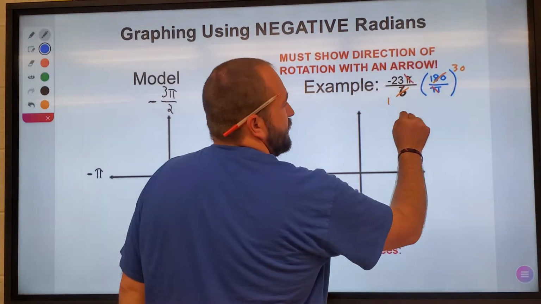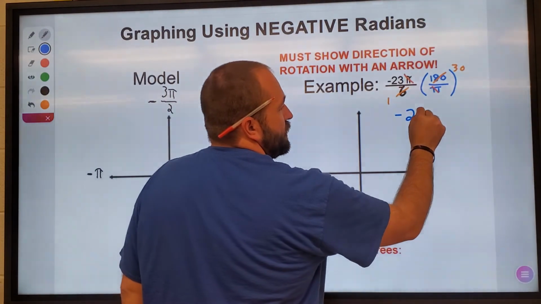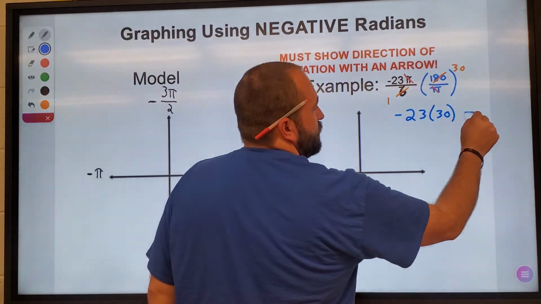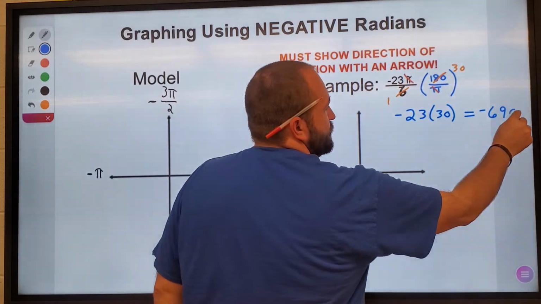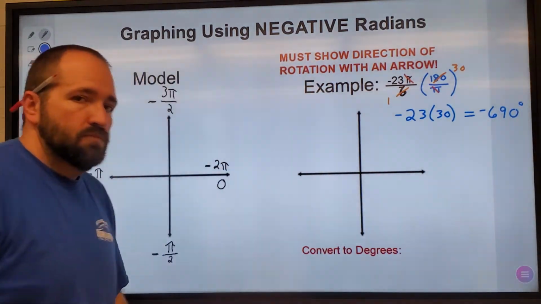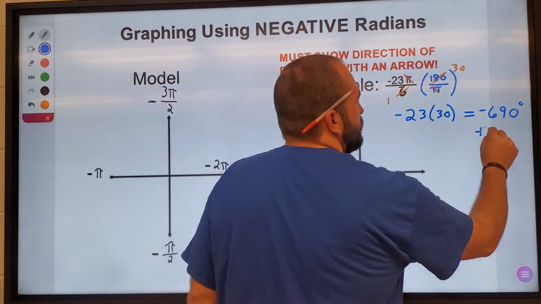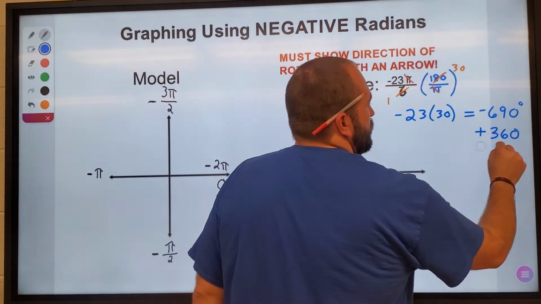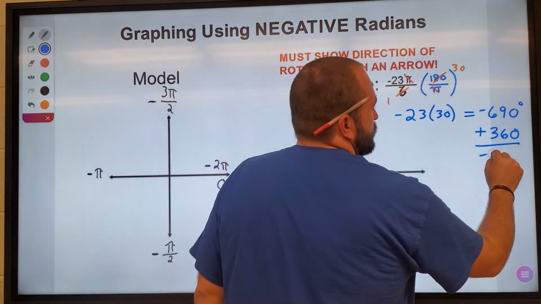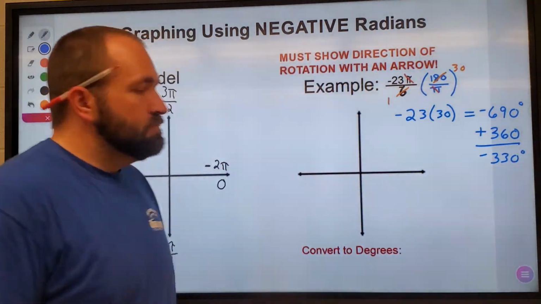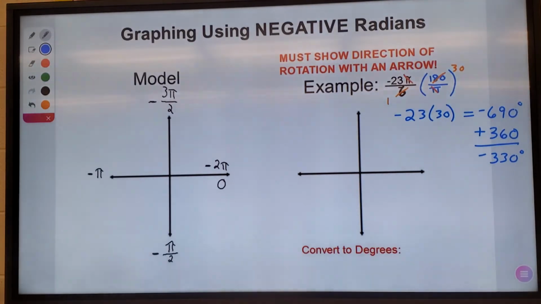So then I just end up with negative 23 times that 30, which gives me negative 690 degrees. Okay, and again, now it's large enough negative that I can add 360. So if I add 360, that gives me negative 330 degrees. Okay. And then again, I graph that.